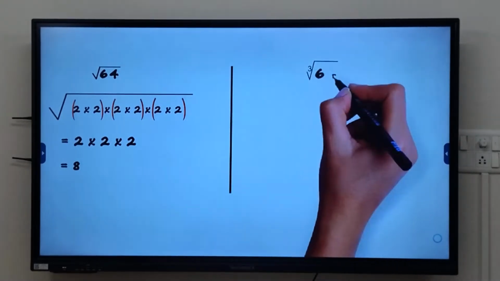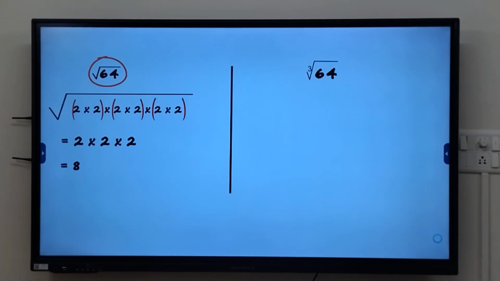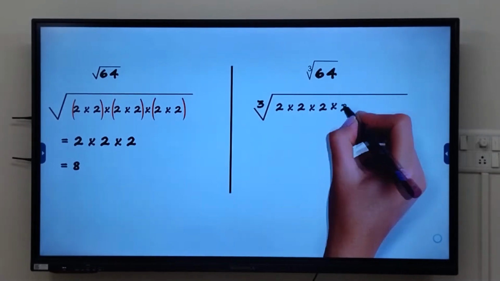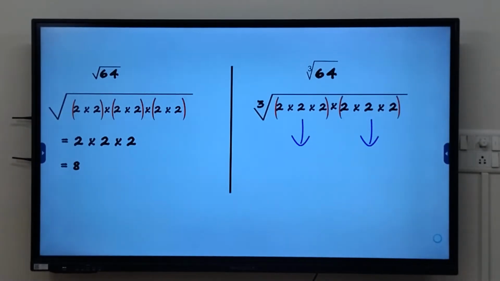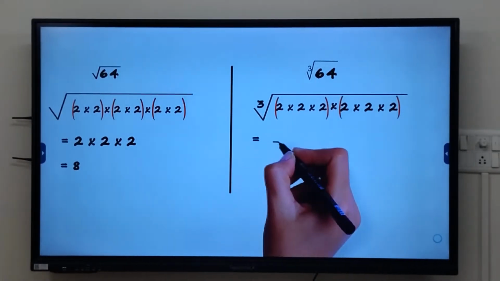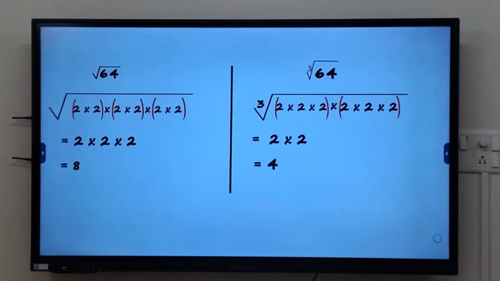What about cube root of 64? Doesn't matter if it's a square root or a cube root or the fourth root. The basic concept remains the same. We reduce the base to its prime factors and make groups of as many numbers as the index. So first, we write this as cube root of prime factors of 64. Since the index is 3, we make groups of 3 and choose one number from each group. Hence, this will equal 2 times 2, which equals 4. So this is the basic concept of roots. We reduce the base to its prime factors and make groups based on the index.